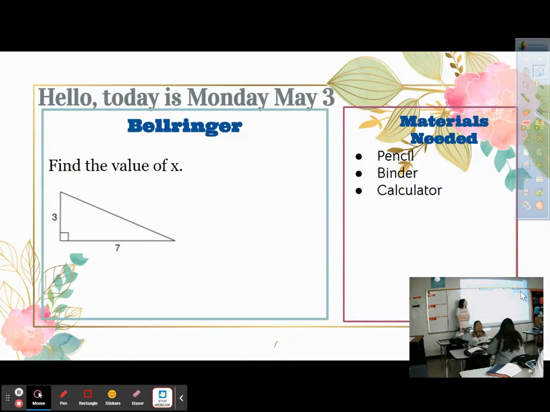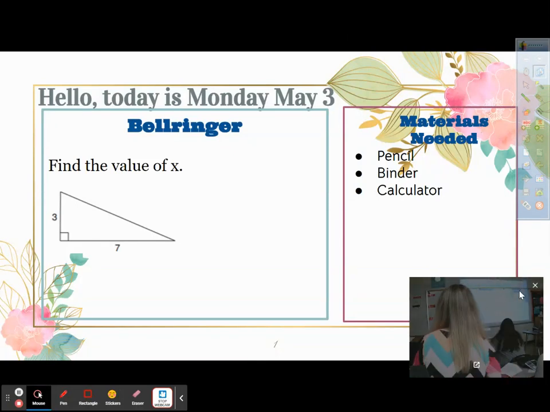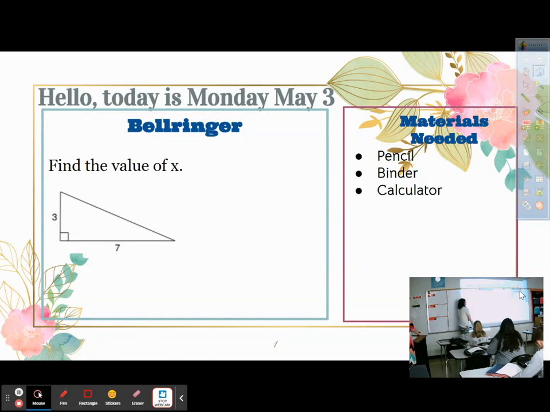Okay, so I noticed that the missing side would go under the C squared. So I got the formula, A squared plus B squared equals C squared. And I did 3 squared plus 7 squared equals X squared. Got 9 plus 49 equals X squared. And I got 58 equals X squared. So I square rooted 58 and I got X is approximately 7.6.